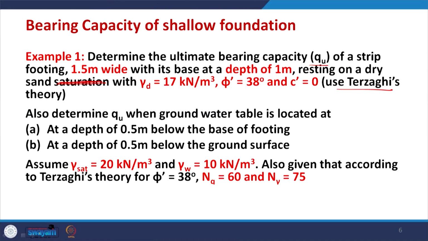Other data given here: assume saturated unit weight as 20 kilonewton per meter cube, unit weight of water 10 kilonewton per meter cube, and for Terzaghi's theory, when you assume the angle of internal friction 38 degree, the value of N q is 60 and N gamma is 75. With this data we need to start the computation. So, let us first do it without the effect of water table, when the water table is very deep. So, this is the situation here.